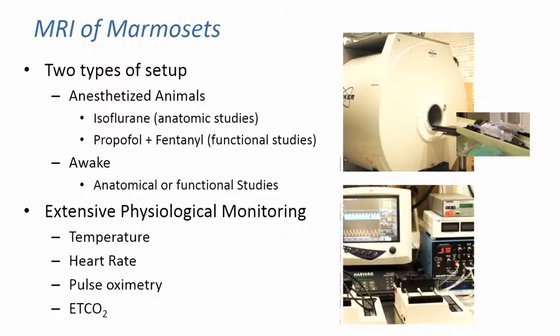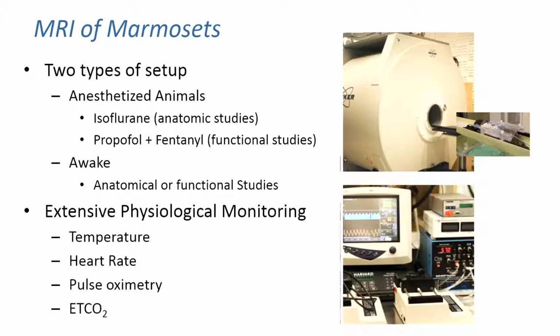Well, let's get started on how we do this in the marmosets. Basically, when the animals go in the MRI, there are two main types of setup that we use. They can go anesthetized, and these are very typical studies for anatomy, where we use isoflurane as the main anesthesia. It's very safe to use, and the animals recover from it very quickly. But one of the problems with isoflurane is that it suppresses neuroactivity to the extent that it's very hard to study brain function when the animals are under isoflurane.